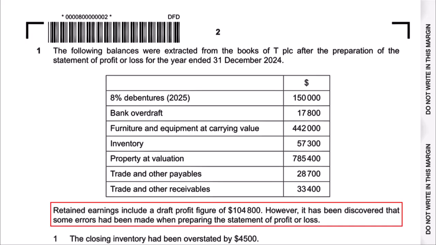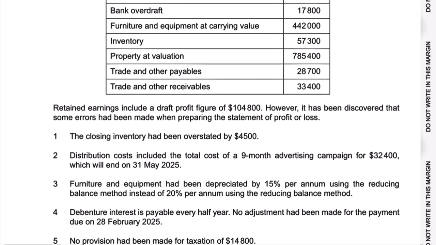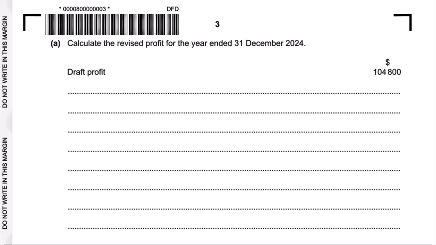104,800. However, it has been discovered that some errors had been made when preparing the statement of profit or loss. So we have a draft figure of 104,800. And below that, there are 5 errors. On the next page, it is written, calculate the revised profit for the year ended 31 December 2024.